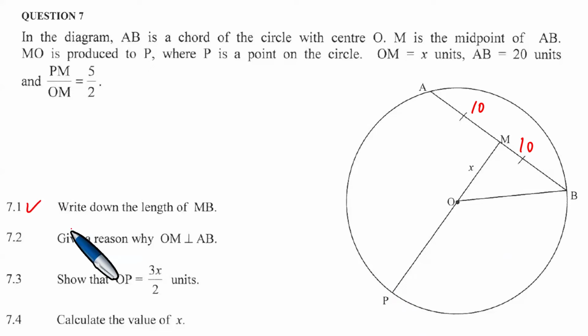Okay, here's the first question, 7.1 that we are answering. Write down the length of MB. Right, so now let's write down the length of MB. The examiner did not want any reason here, so we're able to see that MB equals 10 units, because AB is 20, so MB is 10.